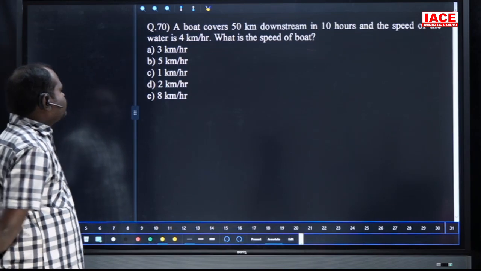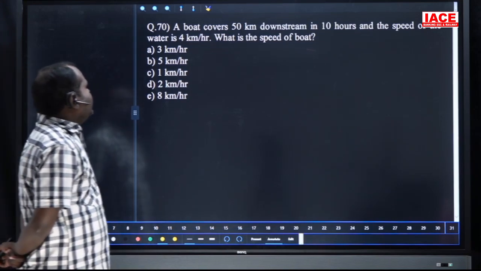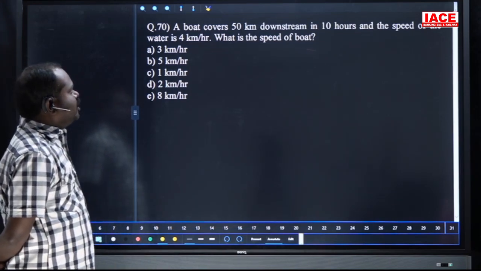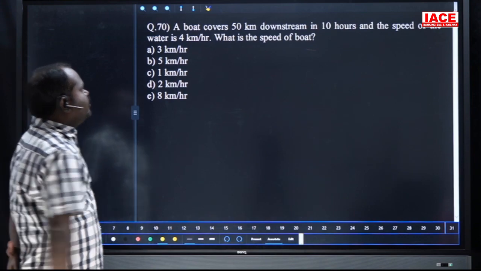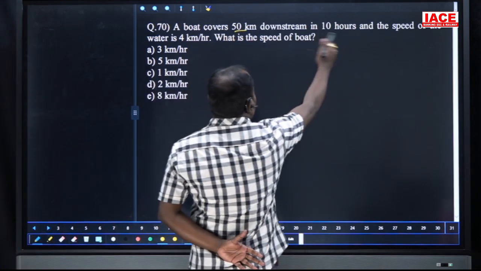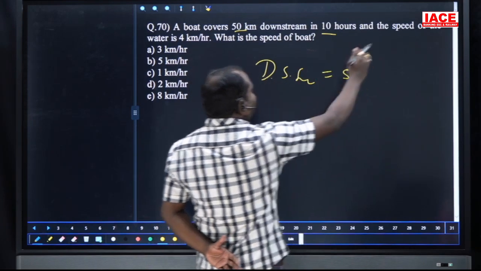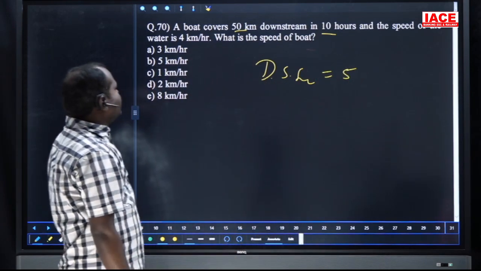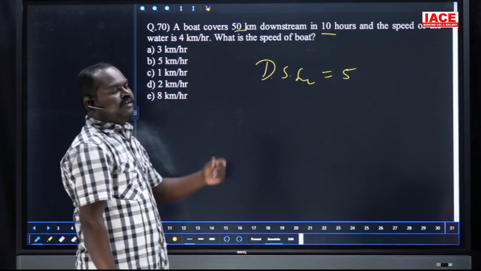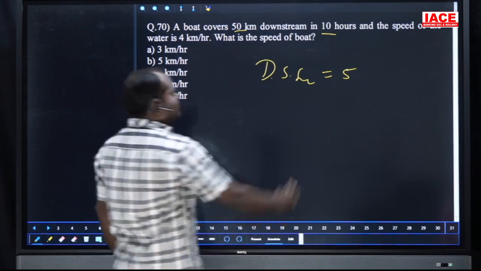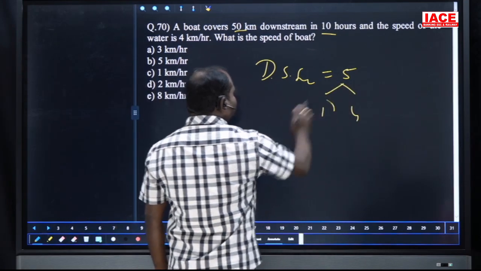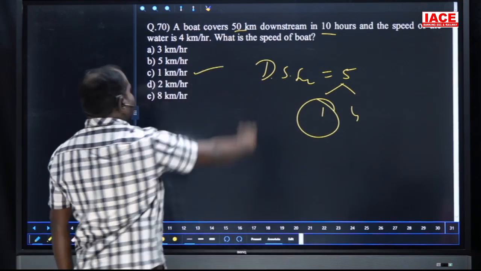Next. A boat covers 50 kilometers downstream in 10 hours, so obviously the downstream speed is 5. If the speed of the water is 4, what is the speed of the boat? Since the water speed is 4, obviously the boat speed comes to 1. The speed of the boat should be 1.